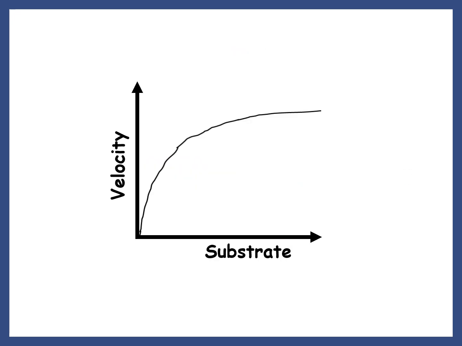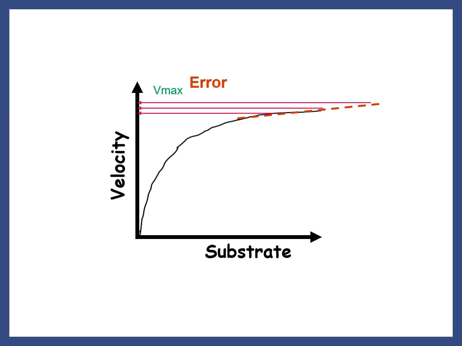Although the Michaelis-Menten equation is widely used to explain the hyperbolic graph between velocity and substrate concentration for any enzyme-catalyzed reaction, there are some issues with this graph. One of the problems is that this plateau region is not a real plateau. It goes something like this, and this leads to an error in the calculation of the Vmax value, which in turn leads to an error in the calculation of the Km value.